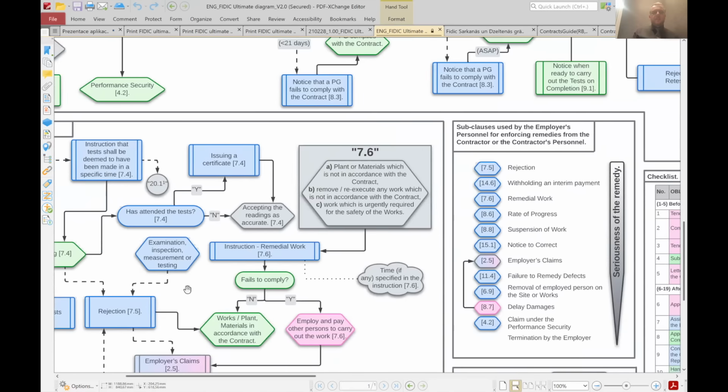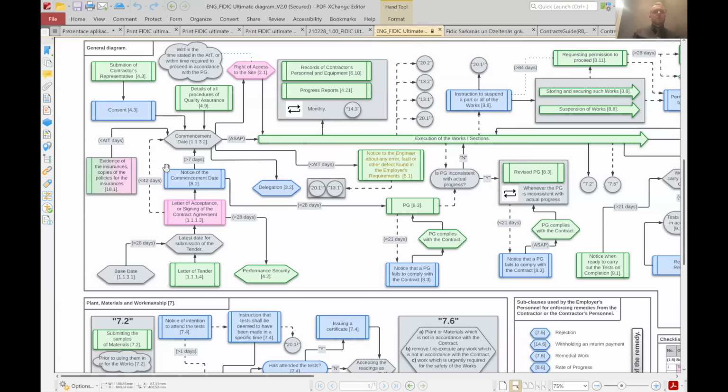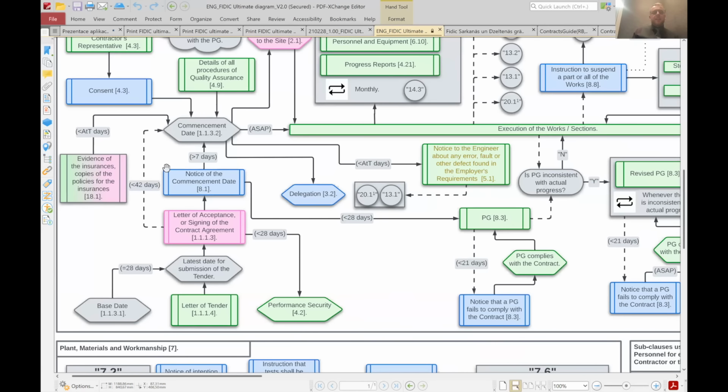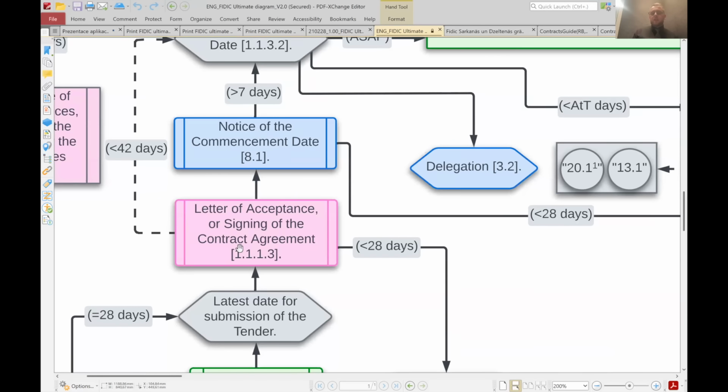The next part of the diagram that we have, I will actually move to the middle. It's one of the most important parts again, and that's the procedure on how to start the contract and how to finish the contract. So again, a few of the things that people most of the time are just not seeing or not understanding really well is how to start the works. Quite a lot of people are thinking that by the signing of the contract agreement, you're immediately starting to work. It's not like that in a FIDIC contract.